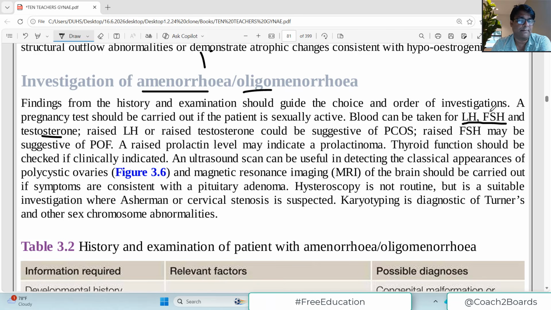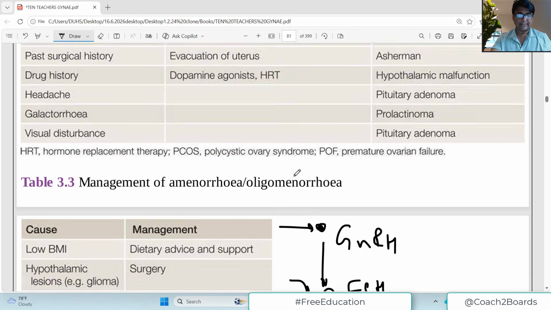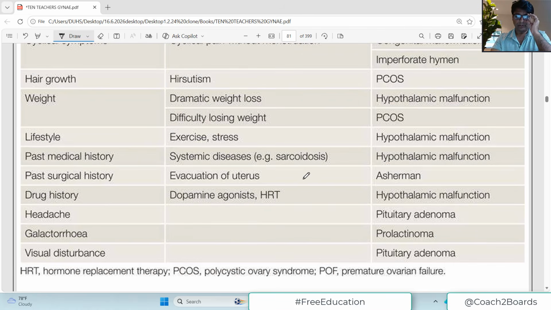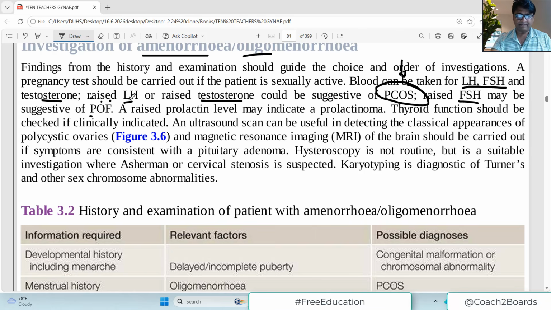If LH or FSH, for example, are not there, then it can be a problem with the pituitary and things like that, right? Raised LH, luteinizing hormone, or raised testosterone could actually suggest polycystic ovarian disease. Raised FSH may also suggest POF. अभी हम इनके बारे में डिस्कस करते हैं. I will spend some time talking about POF and PCOS. POF, by the way, is premature ovarian failure.